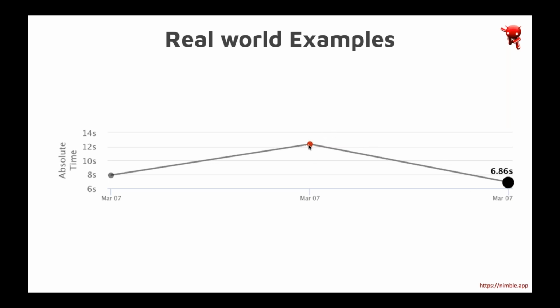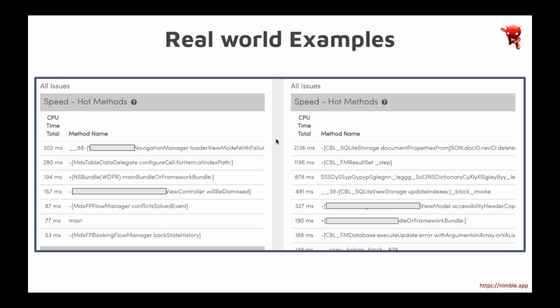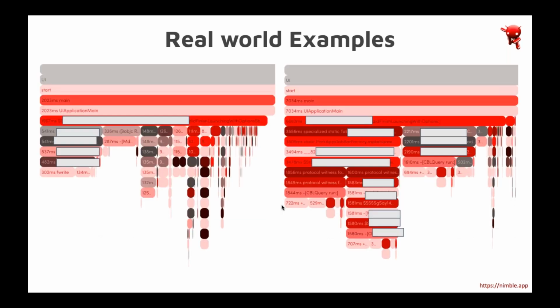And so this is the interesting one. And again, if we compare the before and after, it's pretty clear to see that on the left-hand side, the hot methods are 300 milliseconds, 280 milliseconds, right? On the right-hand side, there's some database access going on, and it's just very slow, right? And this is, again, the kind of thing you can see with Nimble.